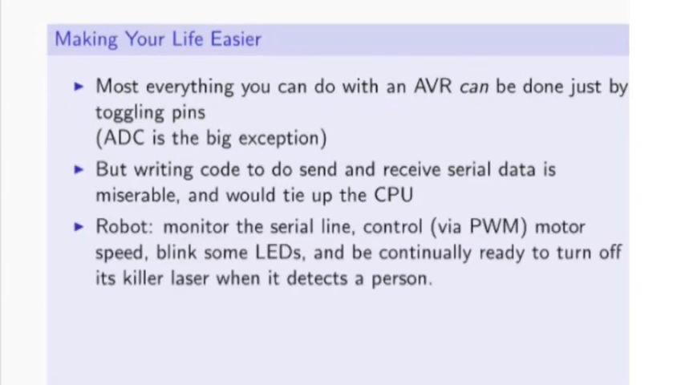So imagine the situation where you've built a robot and it has a bunch of tasks it needs to do. And it needs to, for instance, monitor the serial line. Maybe you're going to type commands to it. It needs to control a couple motors and their speed even. So it's doing PWM on 2 motor lines. It needs to blink some LEDs because robots blink LEDs. And it needs to be ready to turn off its killer laser as soon as it hits a bump switch.